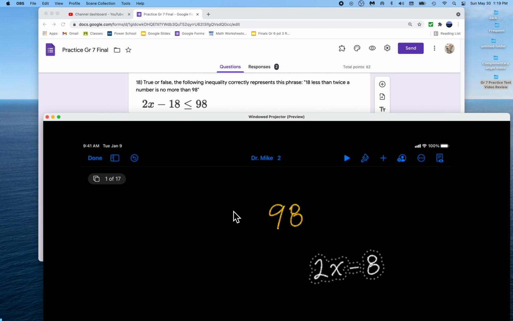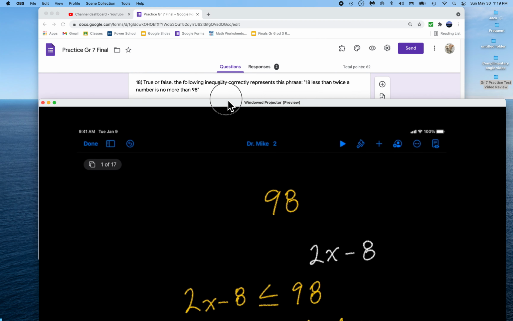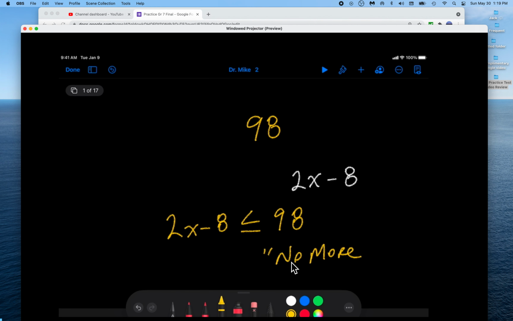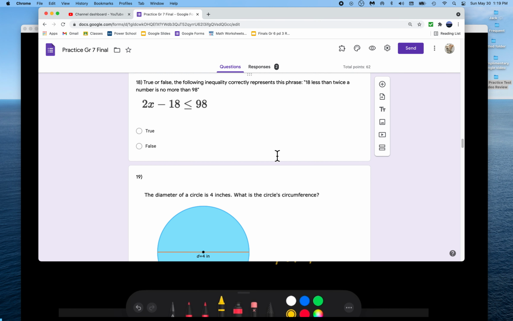Therefore, the 2x minus 8 is either less than or equal to 98. That's what no more than means. Sorry, sometimes I do that. I write off the screen. That's what no more than means. Less than or equal to. Can't be more. Can be less than, can be equal to, cannot be more. So that's a true statement.